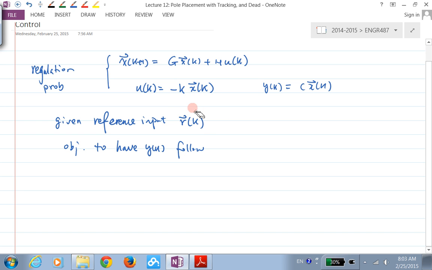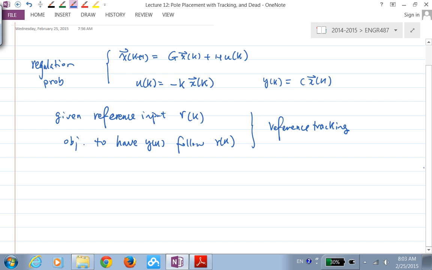Now since it's a single input, I can just simply use a scalar quantity here to have this follow r of k. Now this problem is called reference tracking. So that's the more typical problem, right? So how can we modify our original pole placement to have this objective satisfied?